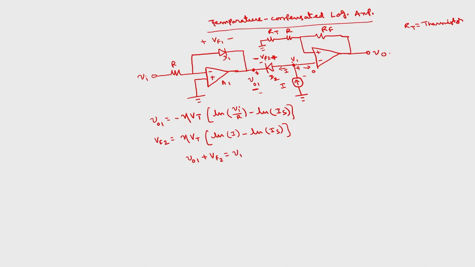So, knowing this V1, the remaining circuitry, this A2, is a non-inverting amplifier. This is minus and this is plus. This is a non-inverting amplifier whose gain is, V0 is equal to V1 times 1 plus feedback resistance Rf by the input resistance which is Rt plus R.